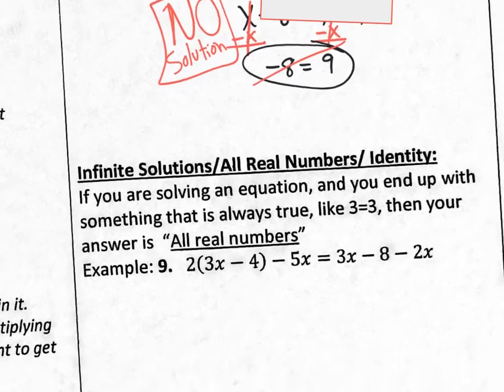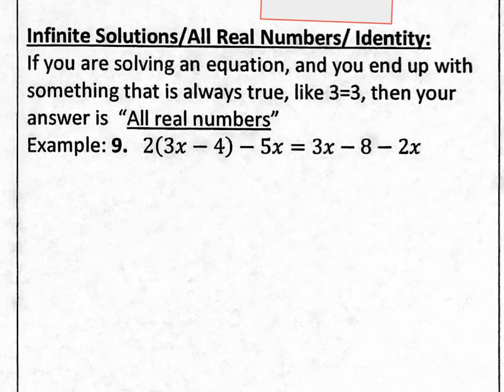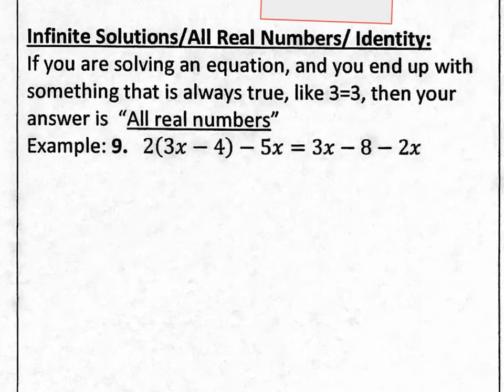Now, let's check out this next part of our notes. It says infinitely many solutions, or infinite solutions, or all real numbers, or identity. We're not going to use the word identity. It all really depends on the book that we're using. Our book doesn't use identity. I believe it says all real numbers. So let's start solving this example. And before we start solving, let's read it.